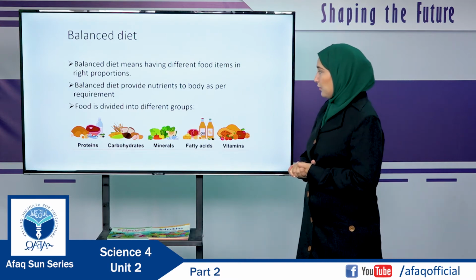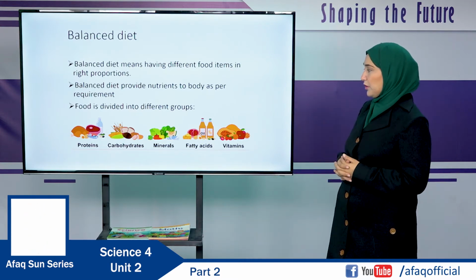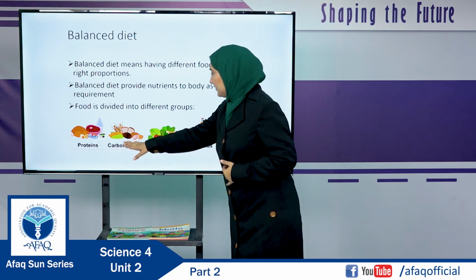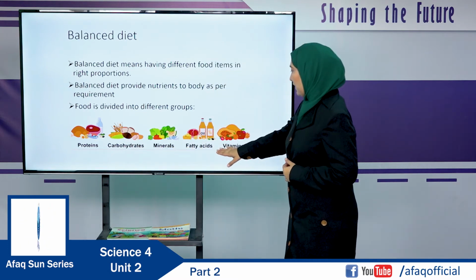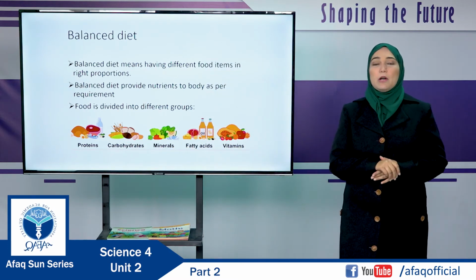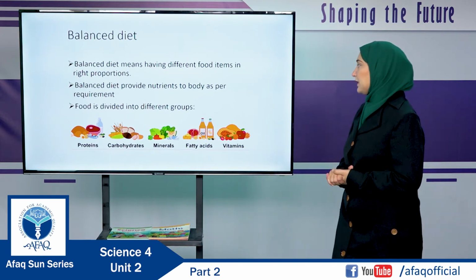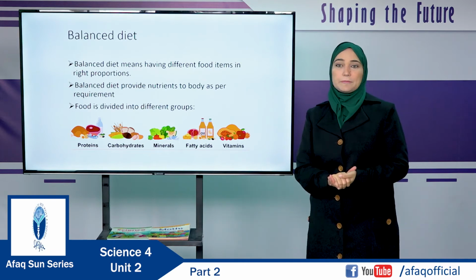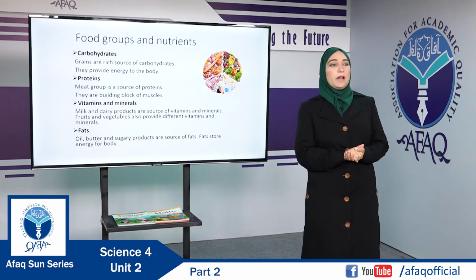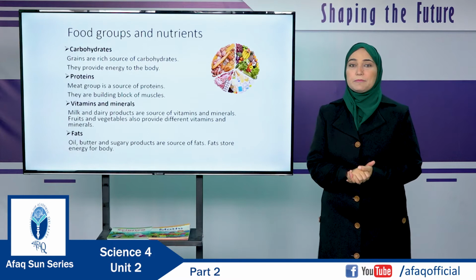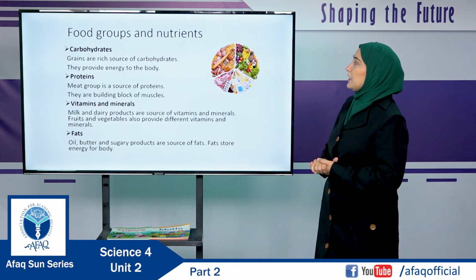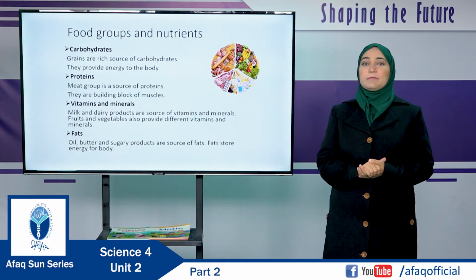On the basis of nutrients, food is divided into different groups like proteins, carbohydrates, minerals, fatty acids and vitamins. Now we will see which food groups provide us these nutrients. Students, different food groups provide a variety of nutrients. Let's see. First one is carbohydrates.